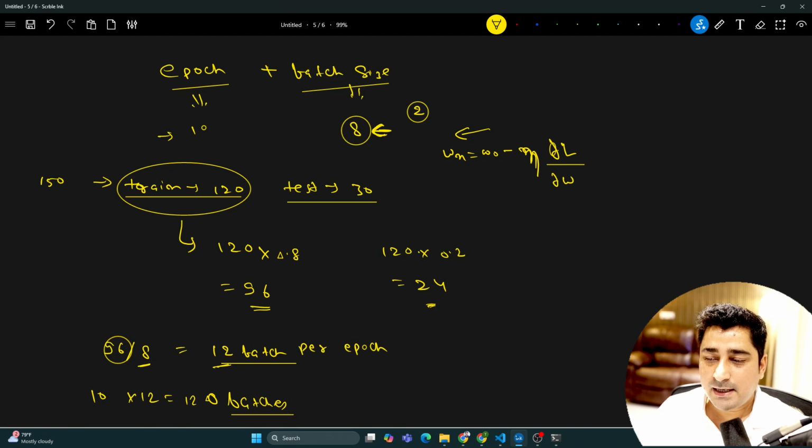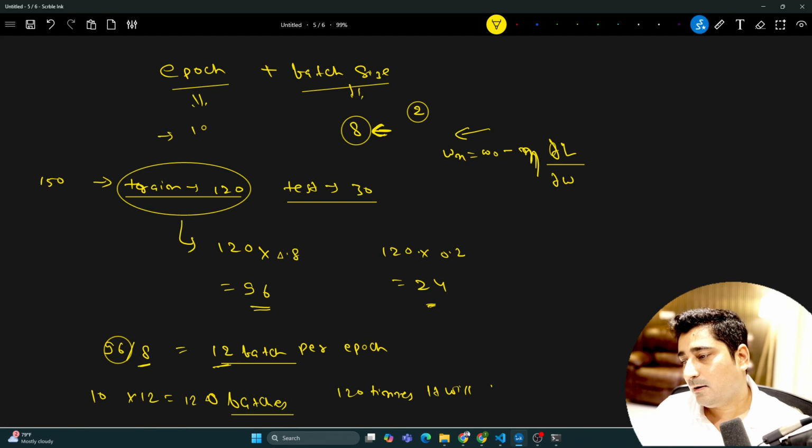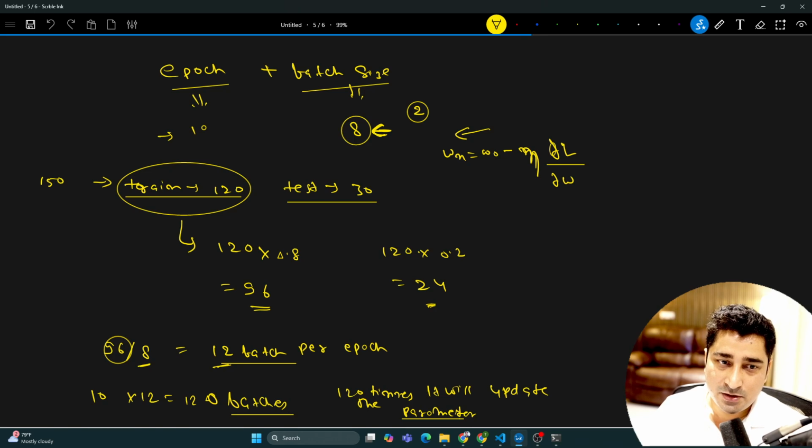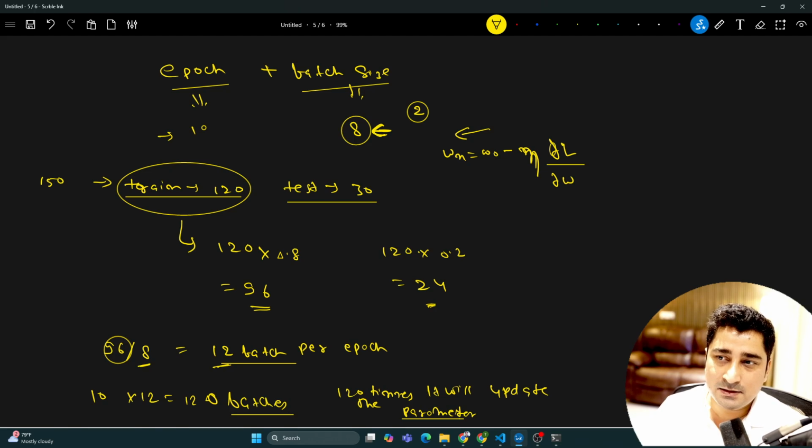So 120 batches means 120 times it will update the trainable parameters, the weights and biases. This is the answer, guys, that you all will be able to find out. So 120 times my weight update is going to happen. You can even validate it manually. That's completely fine. And this is the meaning of epoch.